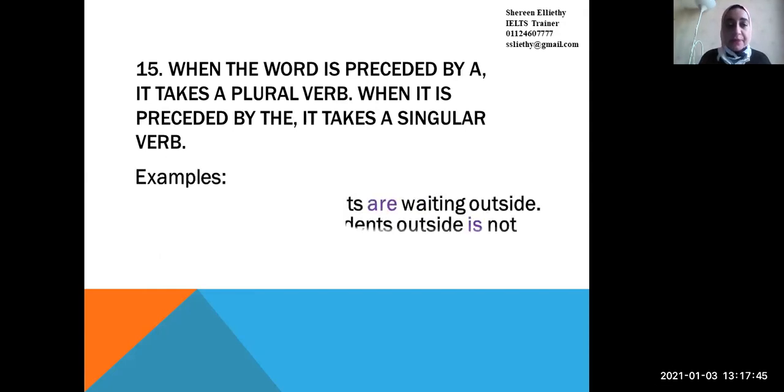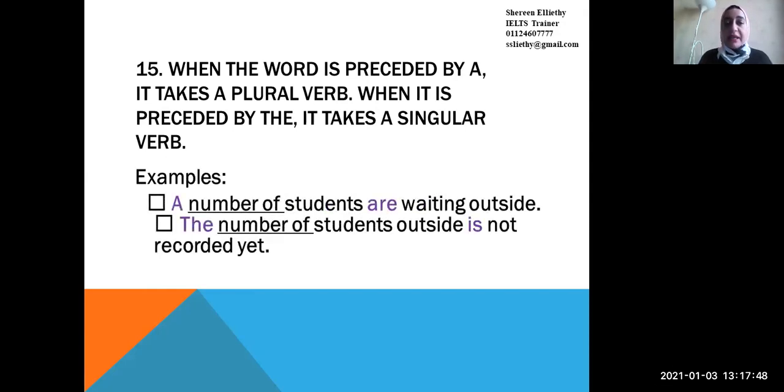So for example here, we have a number of students are waiting outside. You see the expression itself, we say a number of means more than one. Did you get this? There is always a reason behind the grammatical rule. It's not a chance. But if you say the number of students, you are referring to one specific number. The number of students is not recorded yet.